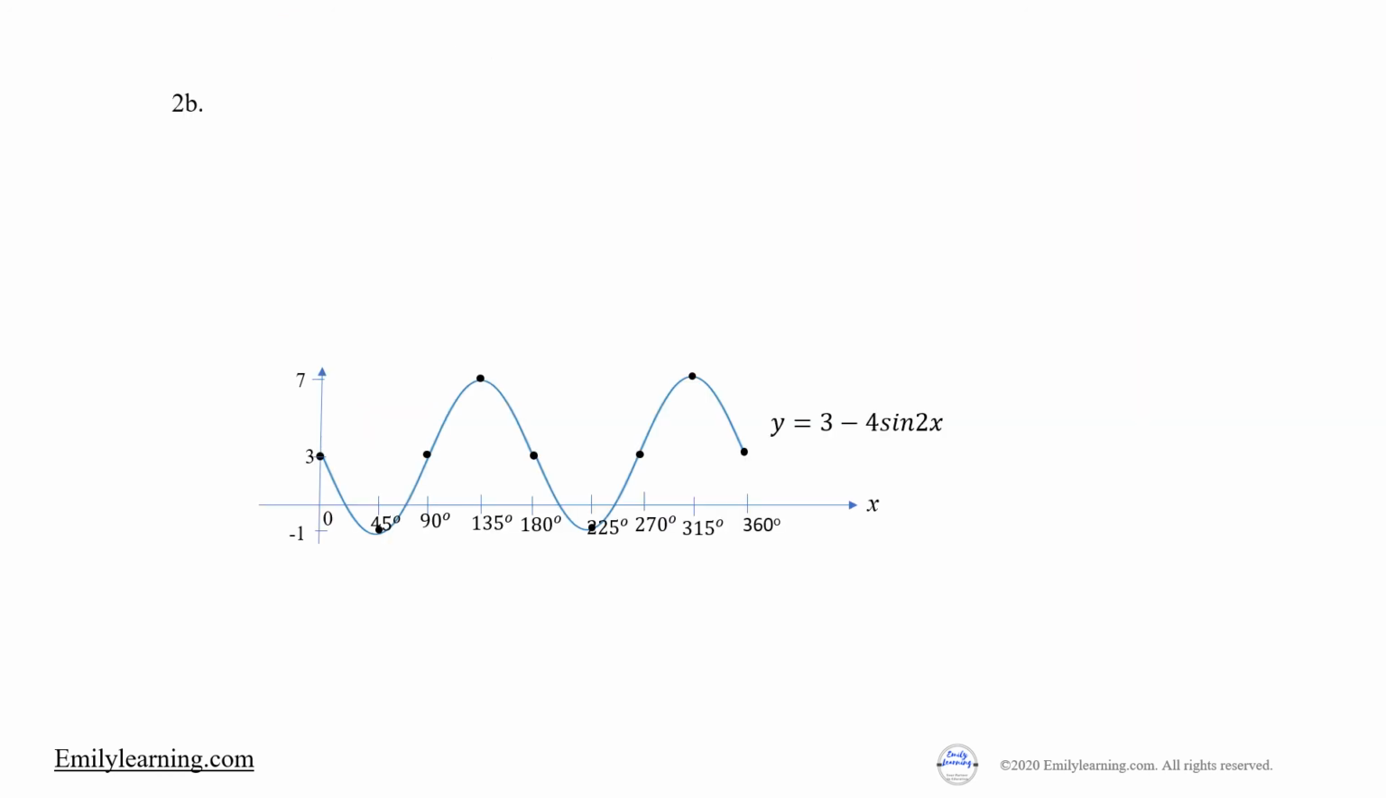So this is the answer for 2b: the curve of y equals 3 minus 4 sine 2x for x between 0 and 360 degrees.